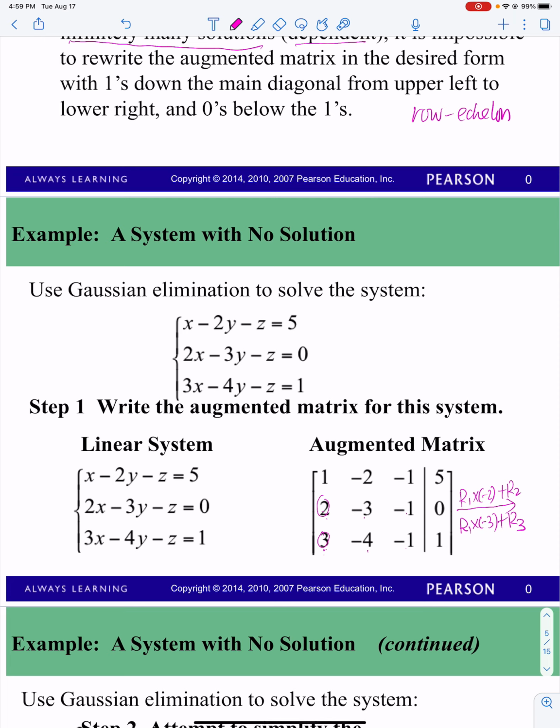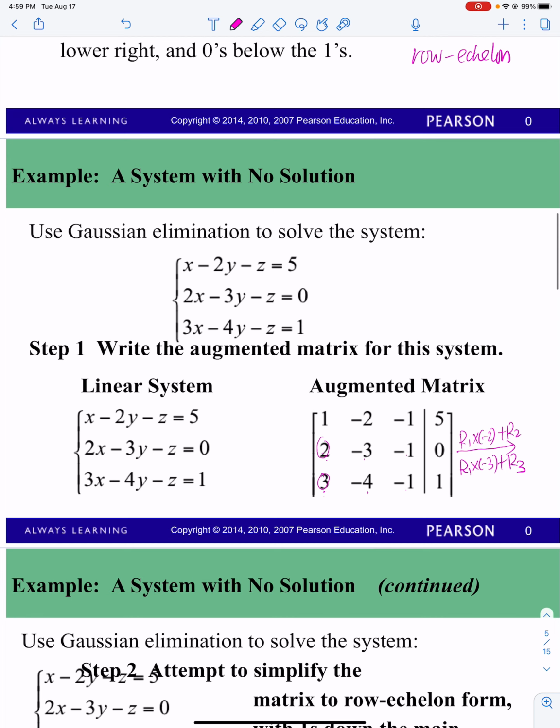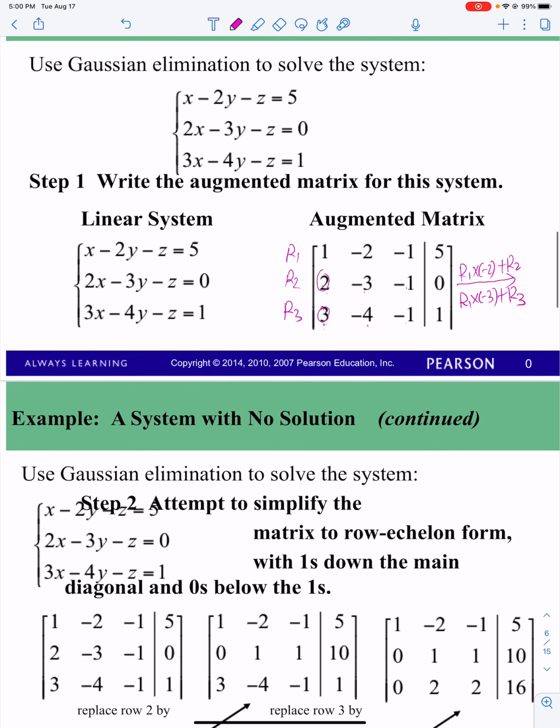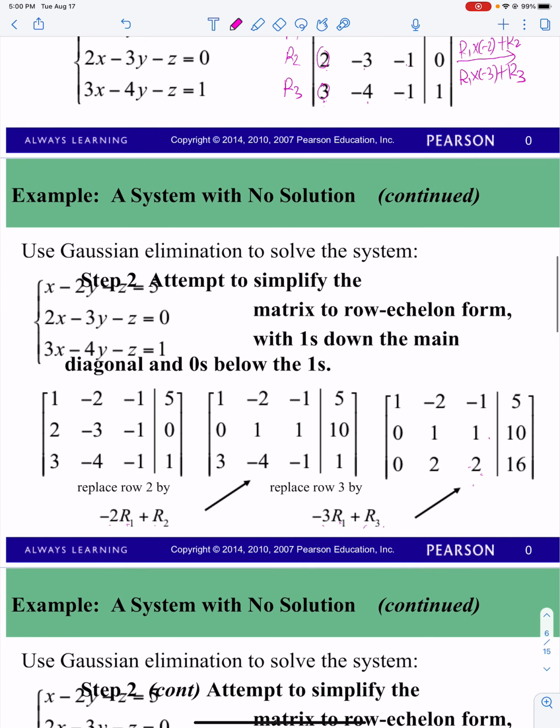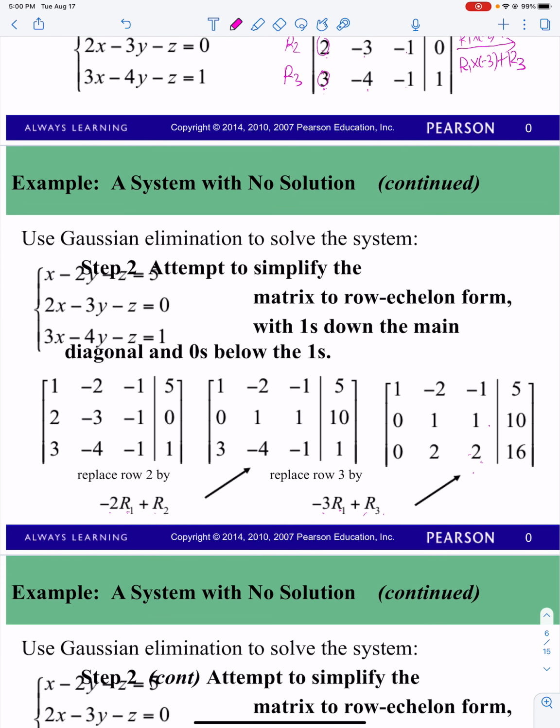This is your first two steps. So this is R1, R2, R3. What happened here is -2 R1 plus R2, and -3 R1 plus R3, and you get this. Then what should we do to make this one 0? What will you do?